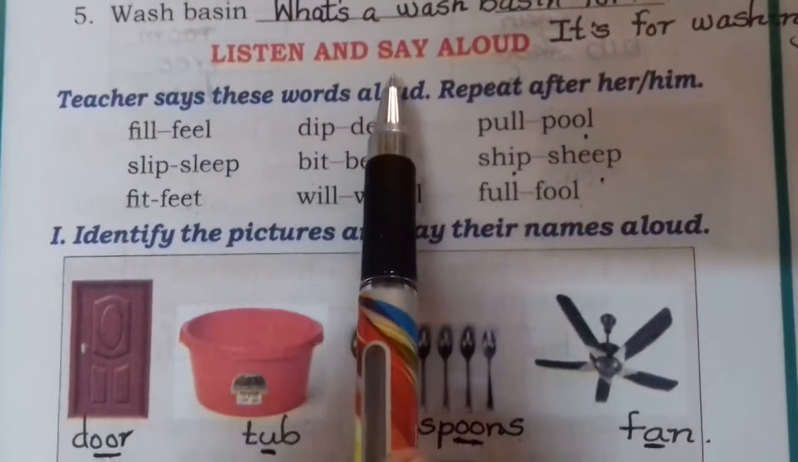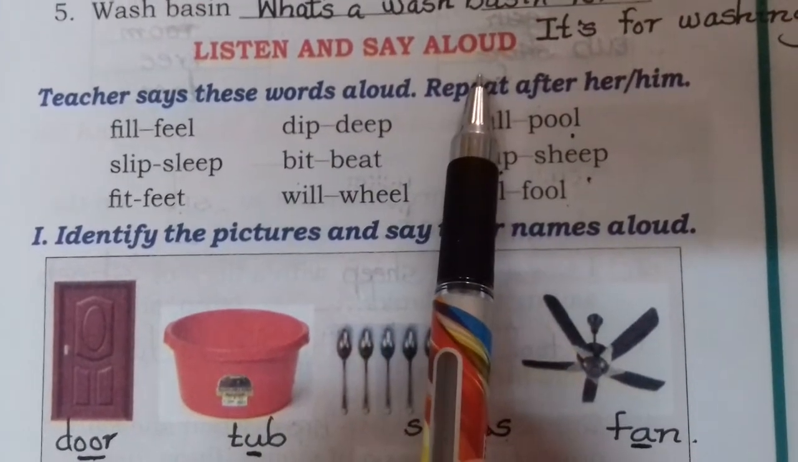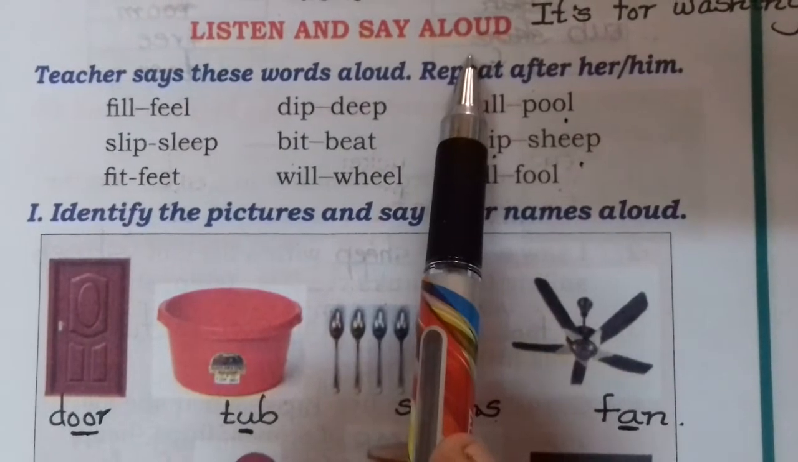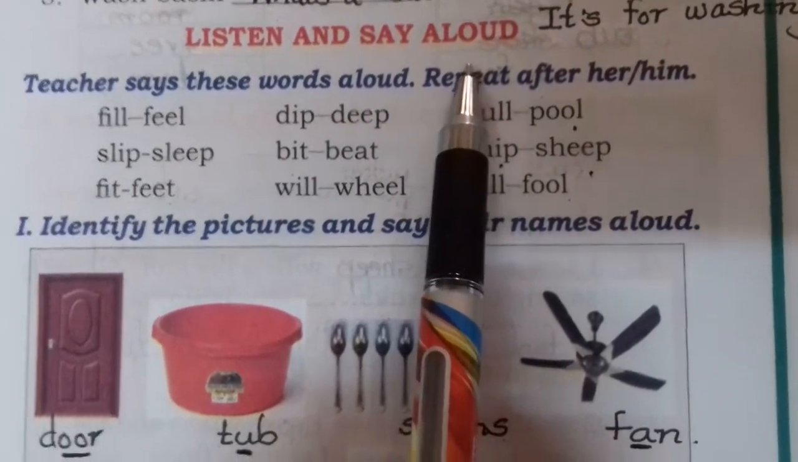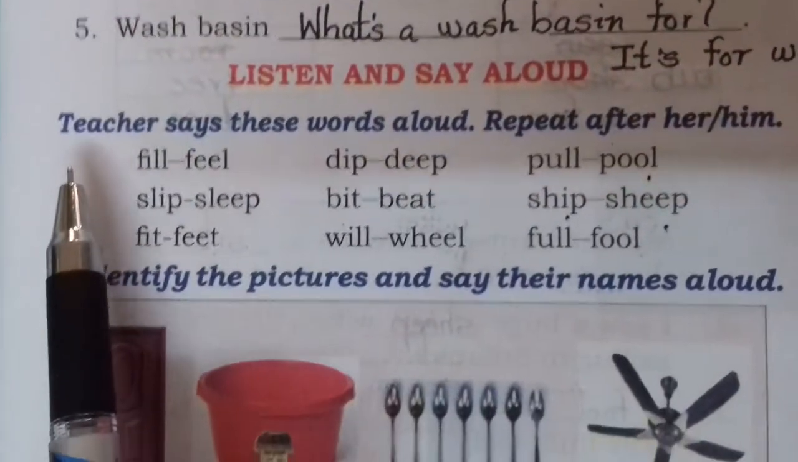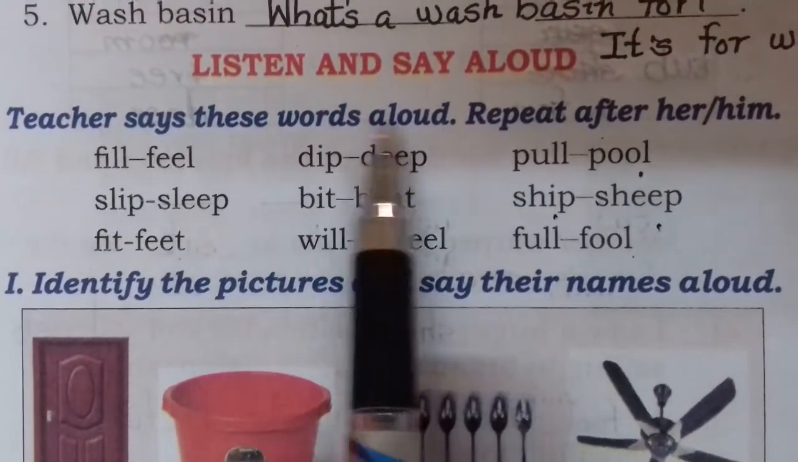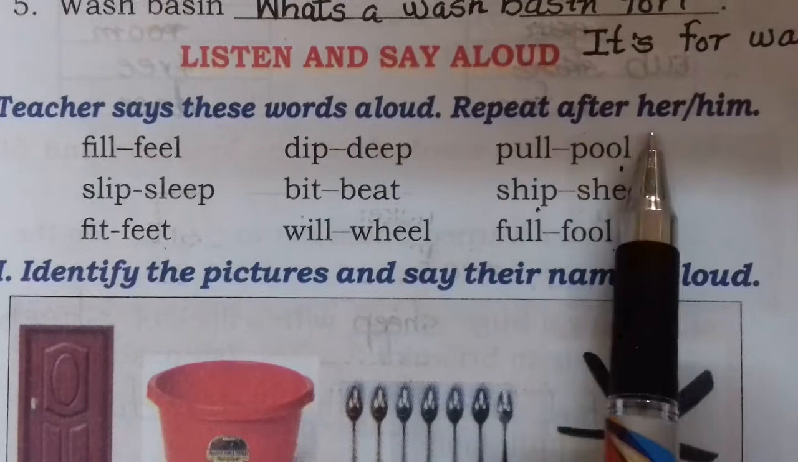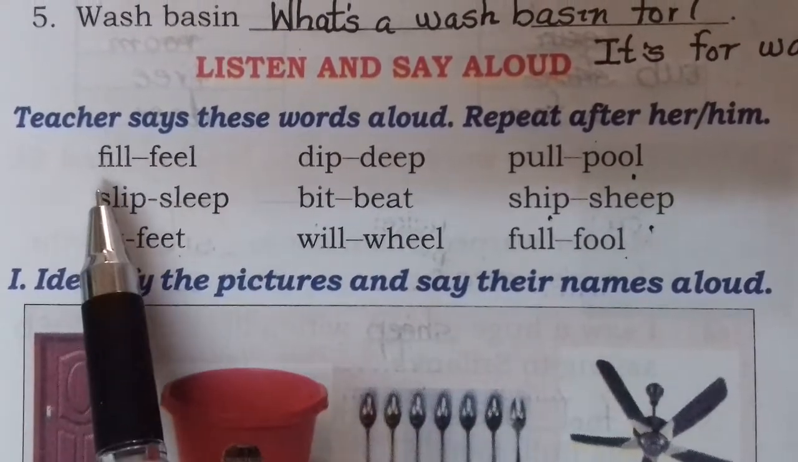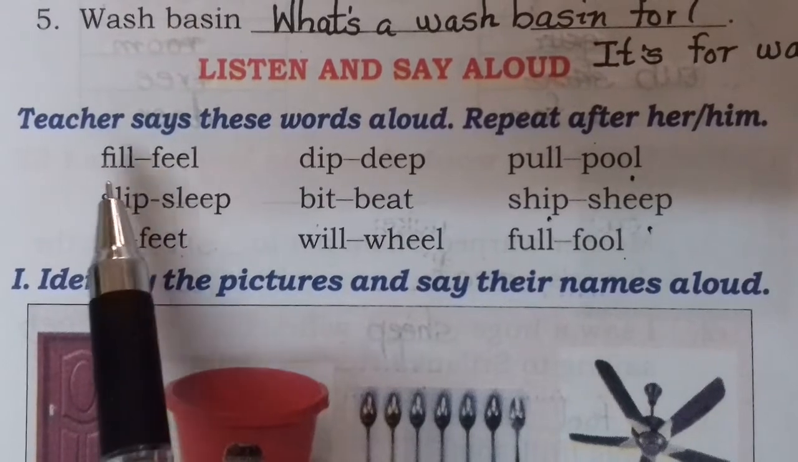Listen and say aloud. Listen, pay attention. Say it loudly. Speak it loudly. The teacher says these words aloud. Repeat after her or him. Now these words I need you to say so that you will learn the pronunciation.